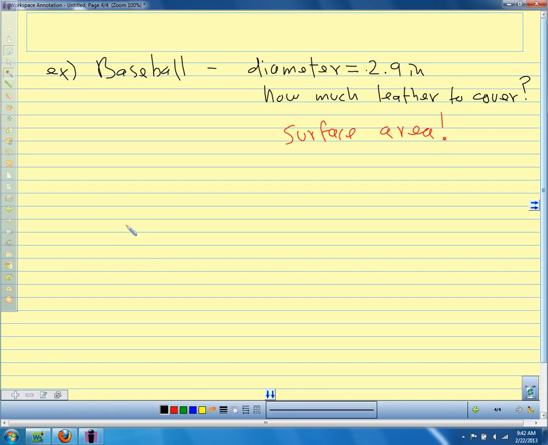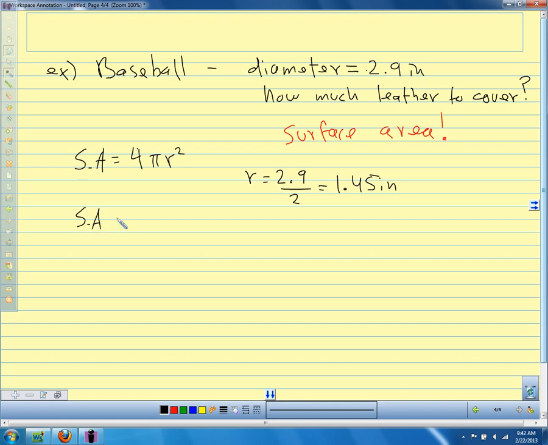So we know that our surface area is 4 pi r squared. So we need the radius. So how do we find the radius here? 2.9 divided by 2. And I get 1.45 for my radius, and I'm just going to plug in and calculate.